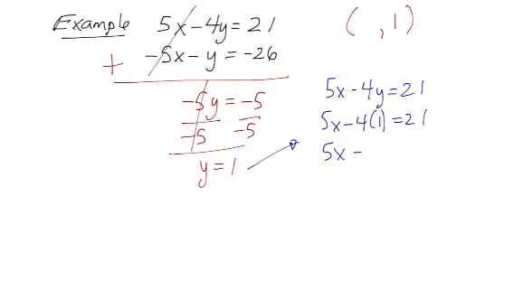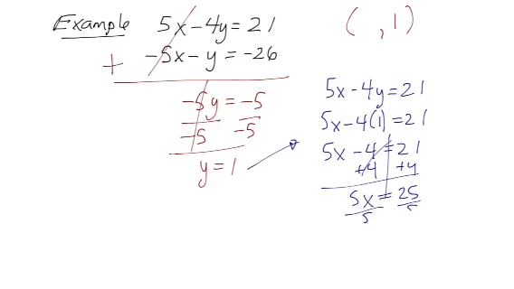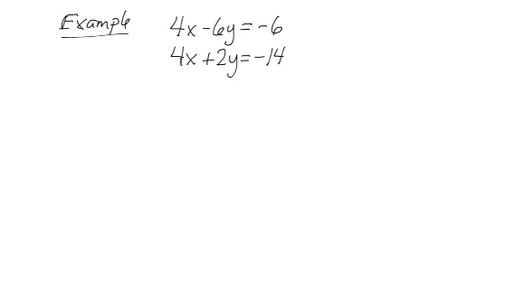Well, negative 4 times 1 is negative 4. Now I'll split it down the middle. I'll add 4 on both sides. 4 minus 4 cancels, and over here I got 25. Divide both sides by 5. Oh, there's my second half of my answer. X equals 5. So that's adding. We did 2 of those now. Let's try one where it is subtraction.